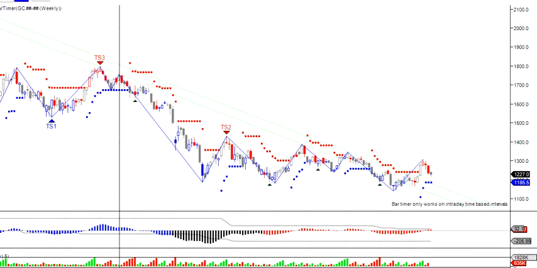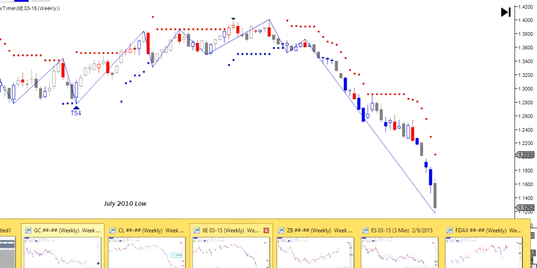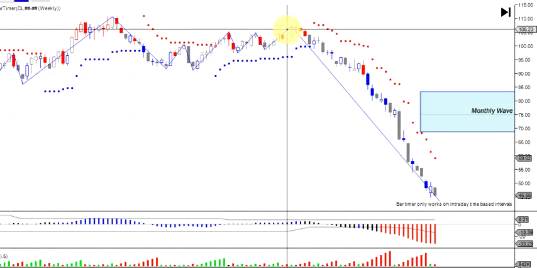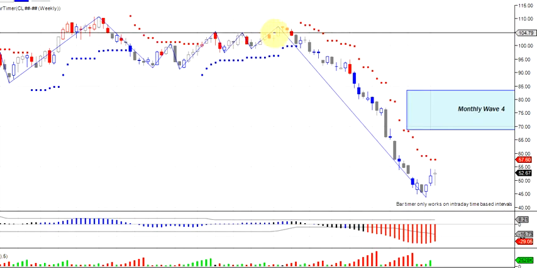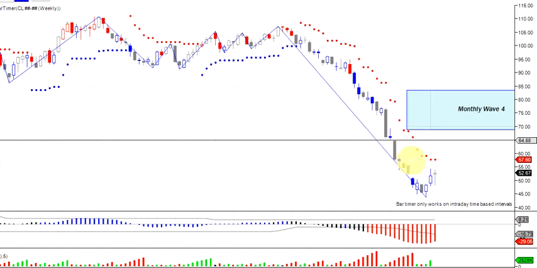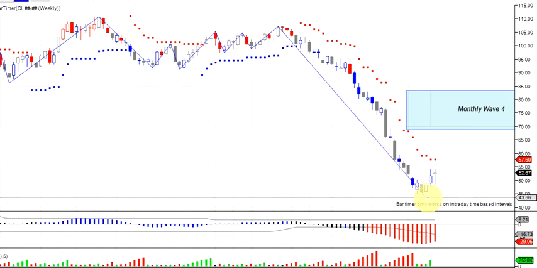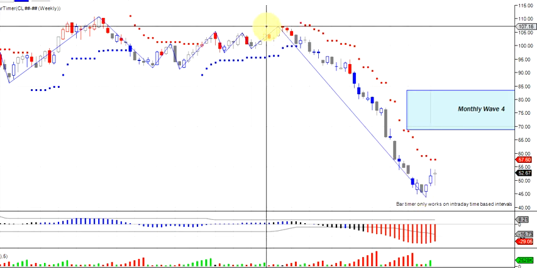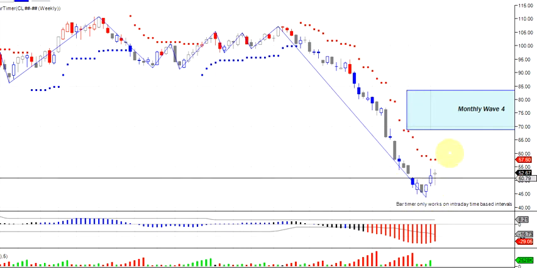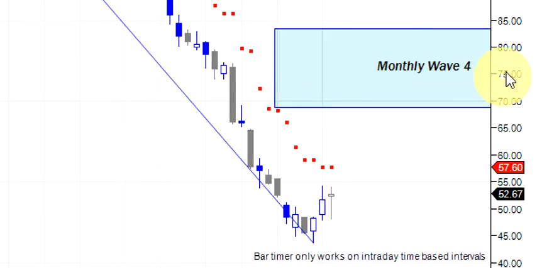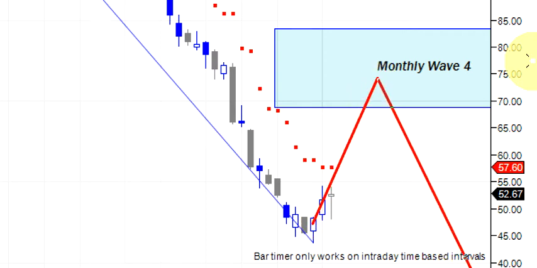There we go. Let's look at crude oil. Crude oil had this big slide. Well, I'm not even showing the whole thing. It had this big slide that started back in June, and went from looks like 107 all the way down as low as 43.66. So I'm looking for crude to push back up into this area here, and then roll over and actually make a lower low.